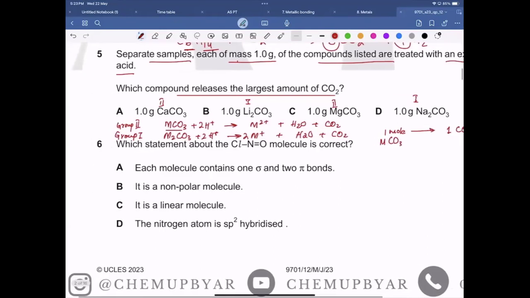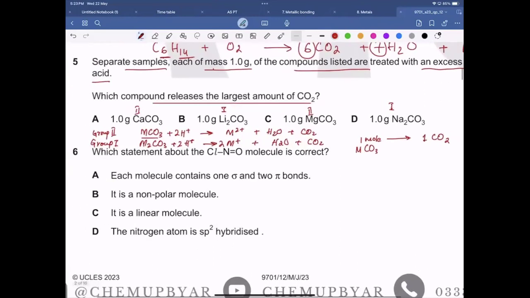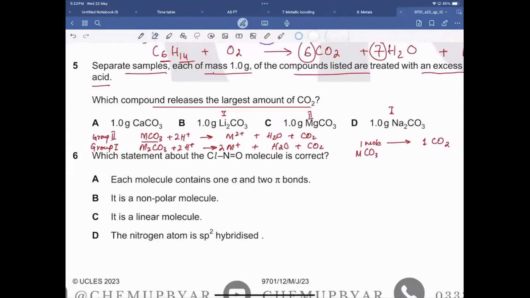So out of all these, whichever has the greater number of moles will produce the greater amount of carbon dioxide. Is this understandable? We just have to work on the moles and find out whose moles are greater. For calcium carbonate, let me remove the group number and find the moles. The moles would be 1.0 divided by the Mr of calcium carbonate, which is going to be 100.3, if I'm not wrong.